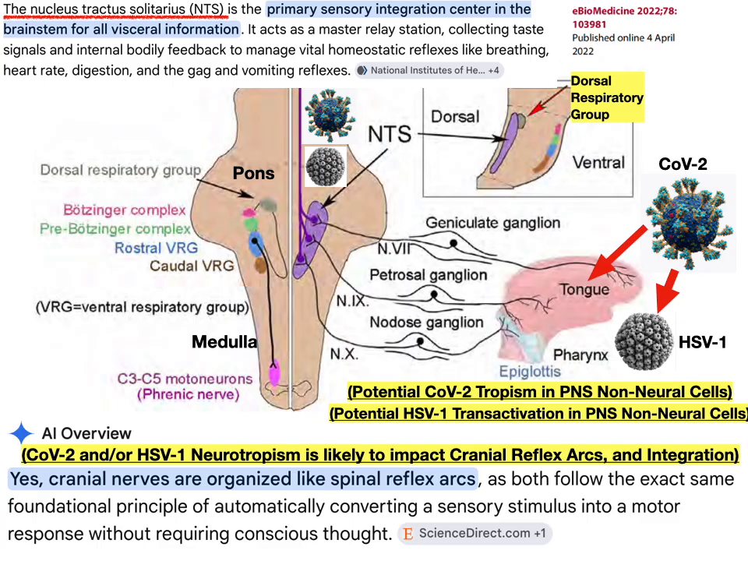CoV-2 and/or HSV1 neurotropism is likely to impact cranial reflex arcs and integration. A sidebar comment: some people would refer to neurotropism as only growth of a pathogen, in this case a virus, inside neurons. Other neurologists and neuroscientists would consider neurotropism to indicate growth of a pathogen inside the nervous system, whether it's central nervous system or peripheral nervous system.